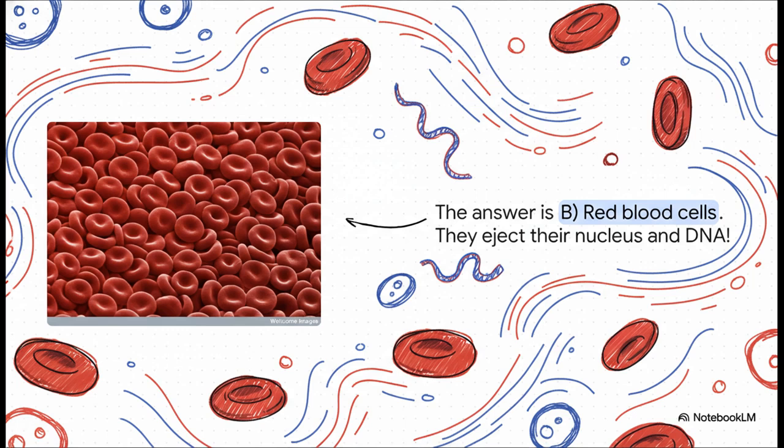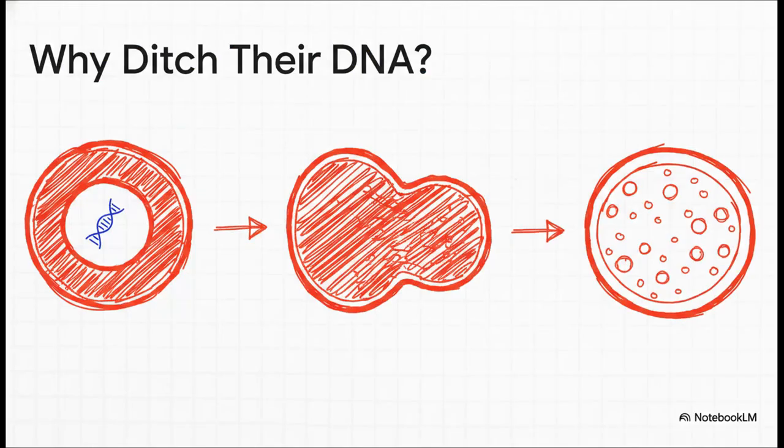That seems totally backwards, doesn't it? A cell that literally throws away its own instruction manual? But believe it or not, there's a fantastic reason why it does this. So, this process is called enucleation, and by kicking out their nucleus, which is where the DNA lives, red blood cells free up a ton of internal space.